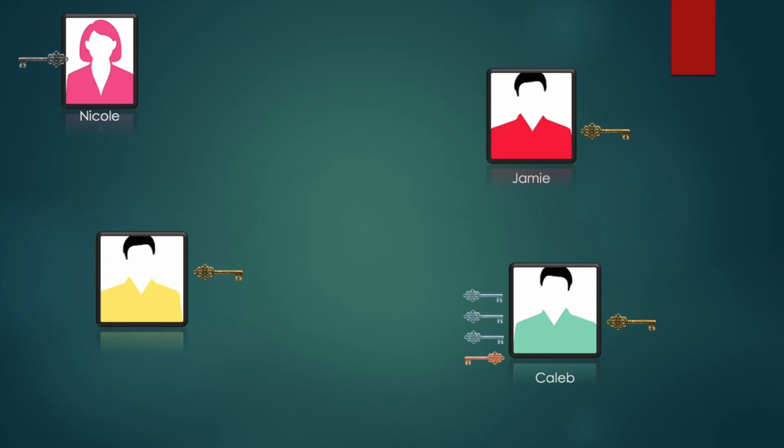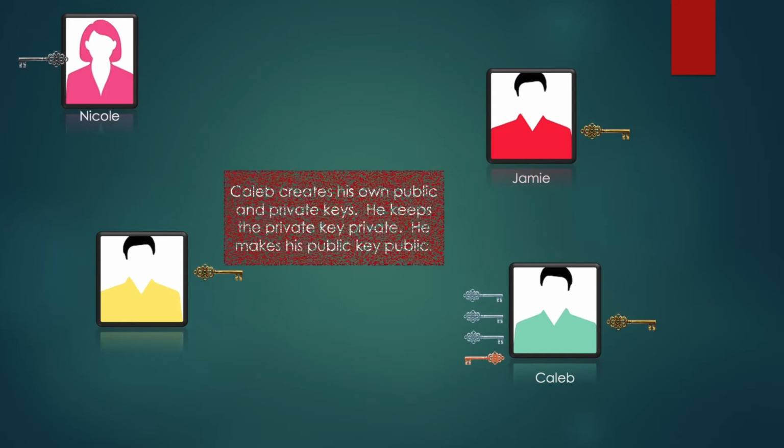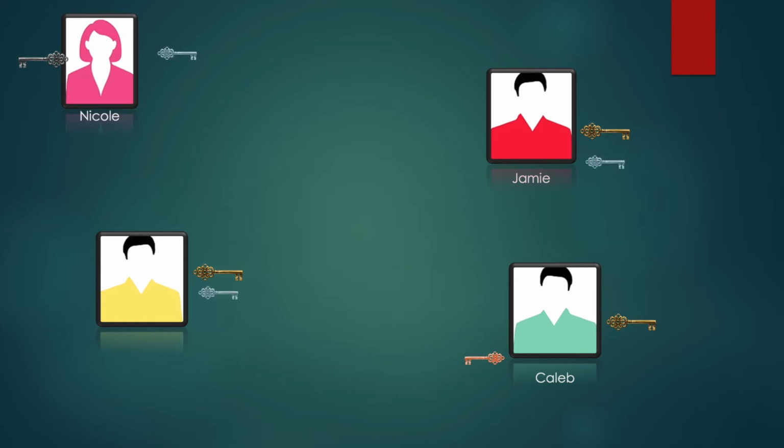So to combat that, what we have is Caleb generating some keys. So Caleb creates his own public and private keys. He keeps the private key private and he makes the public key public. So everybody gets a copy of Caleb's public key and he keeps his private key. If it wasn't complicated before, it is now.